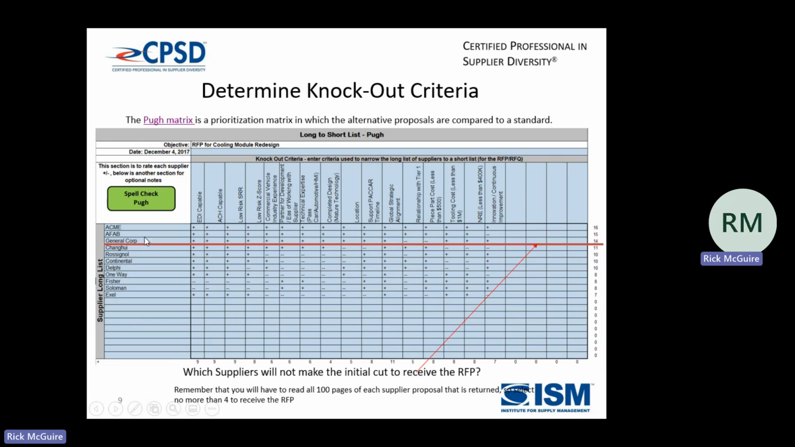So, companies below the red line are going to get knocked out. Those above the red line, we're going to send the RFP to. Basically, you don't want to have to send the RFP to a dozen different firms because it'll take you forever to go through that material. But they've made an arbitrary cut here at 14.